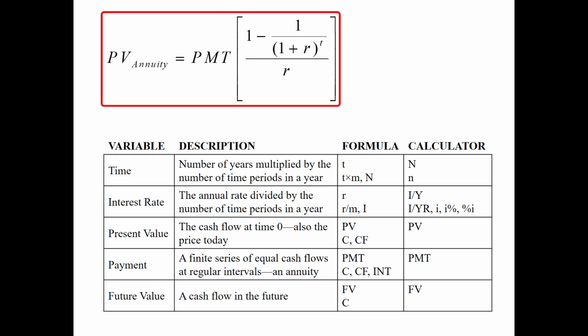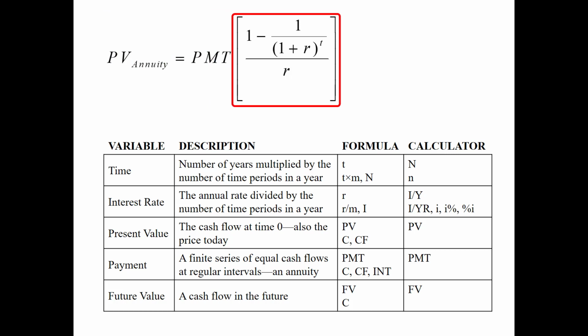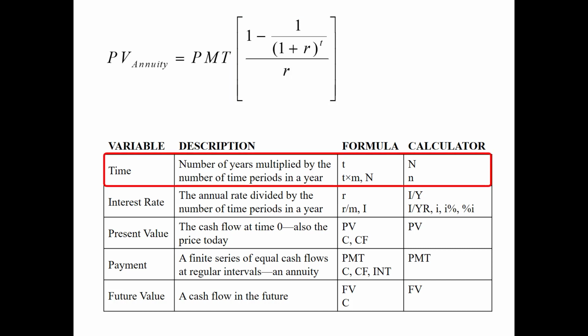At the top, we can see our equation. That portion in brackets there, we call the present value interest factor of an annuity. We see our inputs, and the first one is time, which is going to be the number of time periods, or our years multiplied by the number of compounding periods in a year. So if we had an annuity problem that had monthly payments for 10 years, we would say that our T is going to be equal to 120, or 10 times 12. Our interest rate is going to be our annual rate, or an APR, divided by the number of compounding time periods within a year.